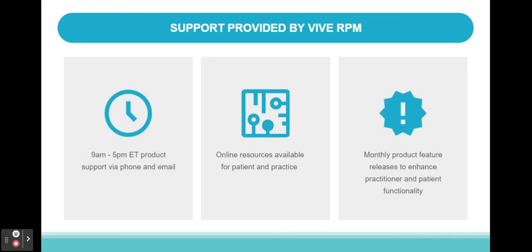One of the most important factors in a partnership is support, and very few vendors actually offer the support they say they provide. Vive RPM has a dedicated support team, and patients and providers have the ability to connect directly with RPM sales representatives. Our support is free, based in the US, and is available via phone, chat, and email. We also provide online resources such as videos, blogs, and instructions that can walk you through any question that may come up. On a monthly basis, we also send out monthly content on product feature releases to enhance provider and patient functionality.